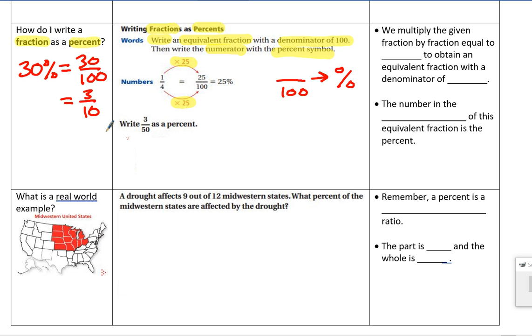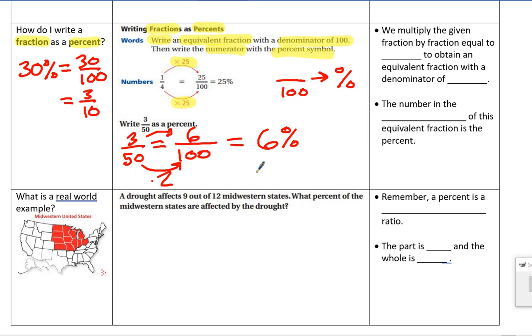So with something like this, 3/50ths, if we want to write that as a percent, we just need to rewrite this with a denominator of 100. So 50 times 2 is 100. So we multiply 3 times 2 and we get 6. And I couldn't put the times 2 because I don't have space. So then this divided by 100 is a percent. So that becomes 6%. And then we have converted from a fraction into a percent.